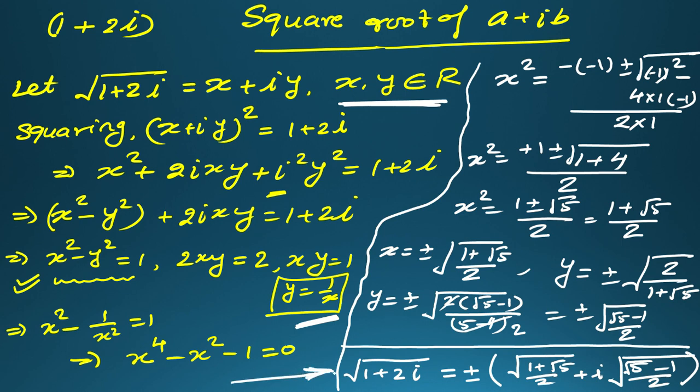Okay. So I tried to explain this question, and we'll take one more question so that you can practice more. But I'm sure you understood this procedure. Now suppose you have one more question. They can say find square root of 3 minus 2i.